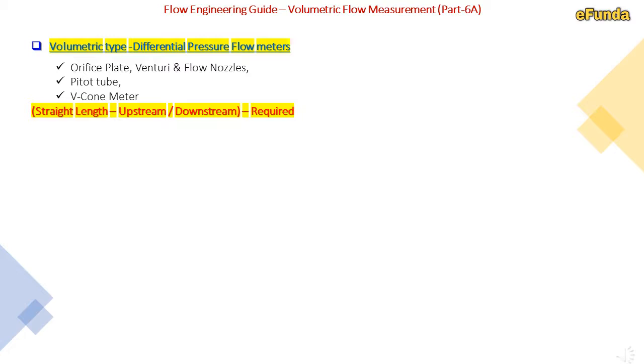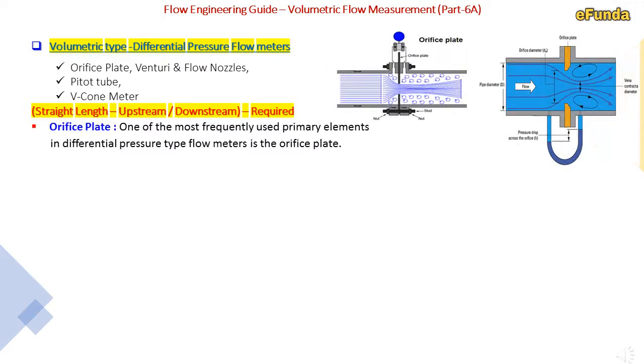Now we are moving on to see the first instrument item, that is the orifice plate. One of the most frequently used primary elements in a differential pressure type flow meter is the orifice plate. One can see in the figure a plate is inserted between the pipe at a flange joint, where flow is coming from upstream and going to the downstream.